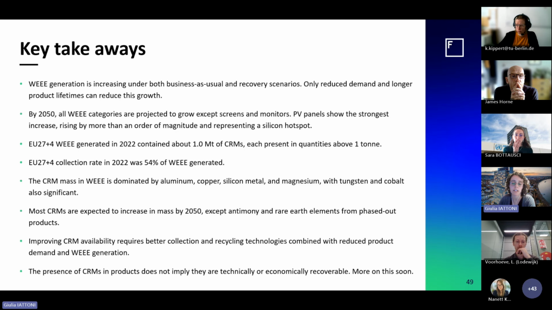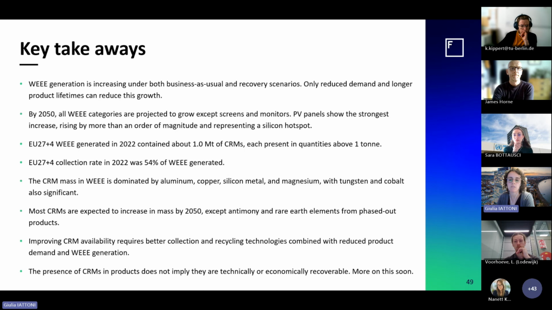In 2022, the WEEE generated contained a total of 1 million tons of 28 critical raw materials, but only 54% of this WEEE generated was formally collected, which means that almost half of the CRM content got lost during the collection phase. The critical raw material content in WEEE is mainly attributed to aluminium, copper, silicon, and magnesium, but there are many others present in smaller quantities. And most of them are expected to increase toward 2050, except those which are present in products being phased out of the market.